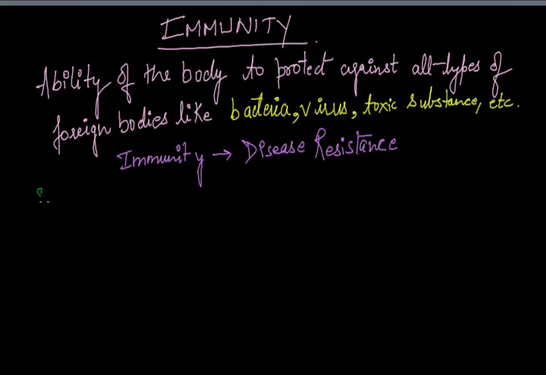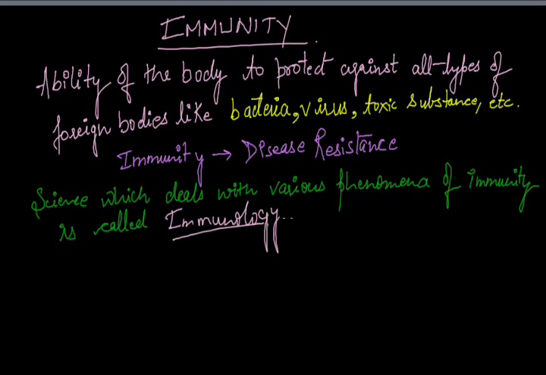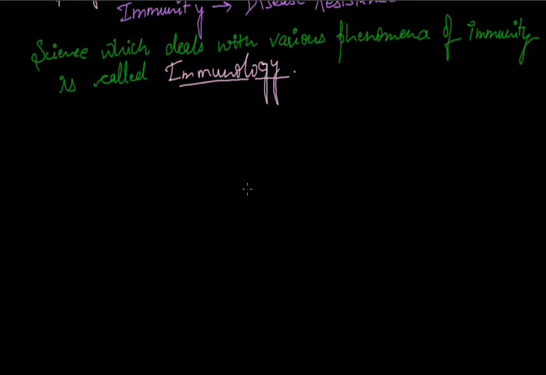Next, the science which deals with various phenomena of immunity is called immunology. So various aspects in which we study about immunity is known as immunology. Now we will start with the types of immunity.